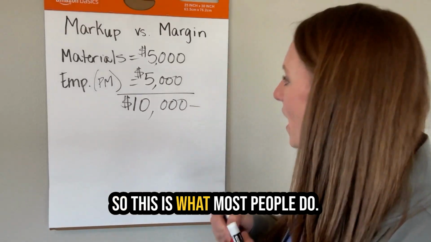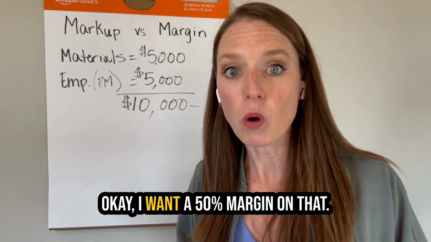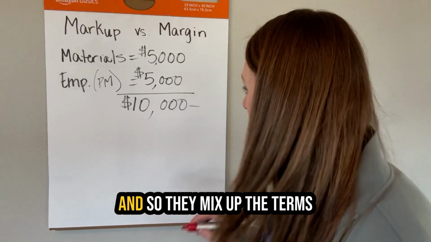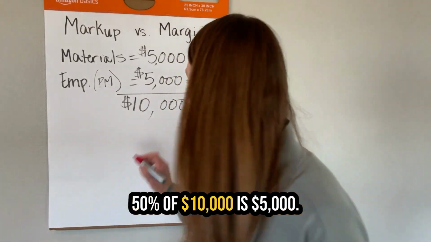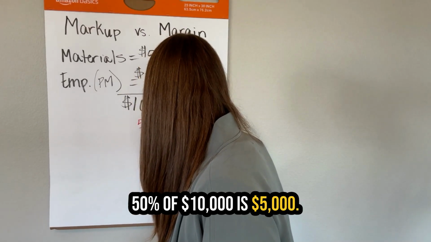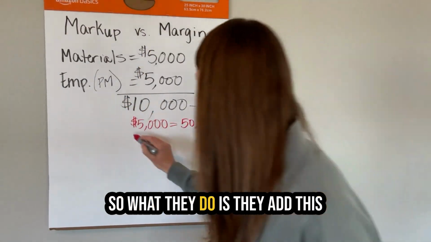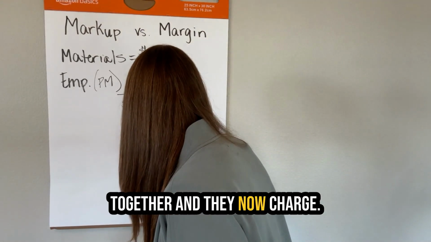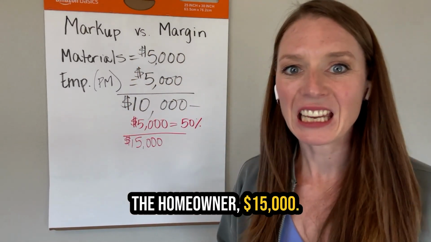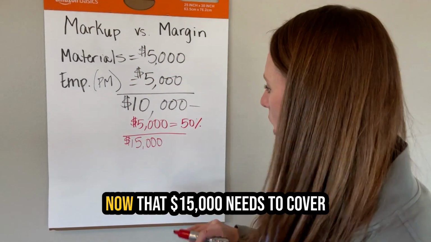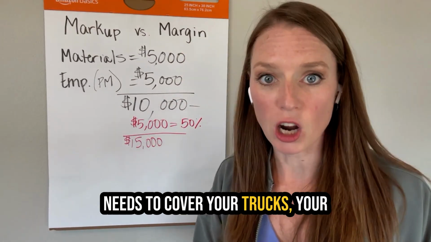So this is what most people do. They take that $10,000 and they go, okay, I want a 50% margin on that. And so they mix up the terms here, but I'm just going to do this. 50% of $10,000 is $5,000. If I have 50% of $10,000, that's $5,000. So what they do is they add this together and they now charge the homeowner $15,000.